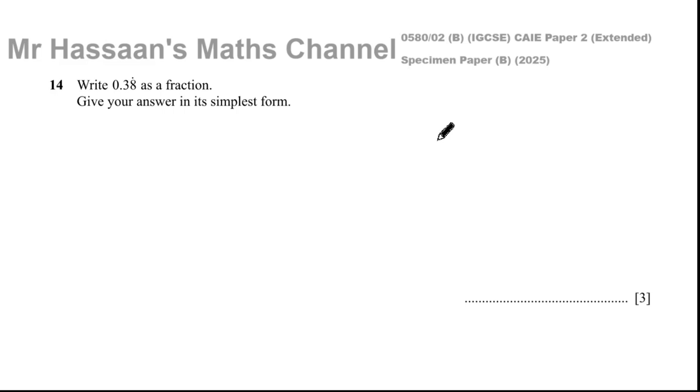I'm now answering question number 14 from the specimen paper B of the Cambridge 0580 new syllabus from 2025. This is a paper 2, the non-calculator paper, and here we have a question which is quite familiar from the previous syllabus of rewriting a recurring decimal as a fraction. So we have 0.38 recurring, and we have to write that as a fraction.